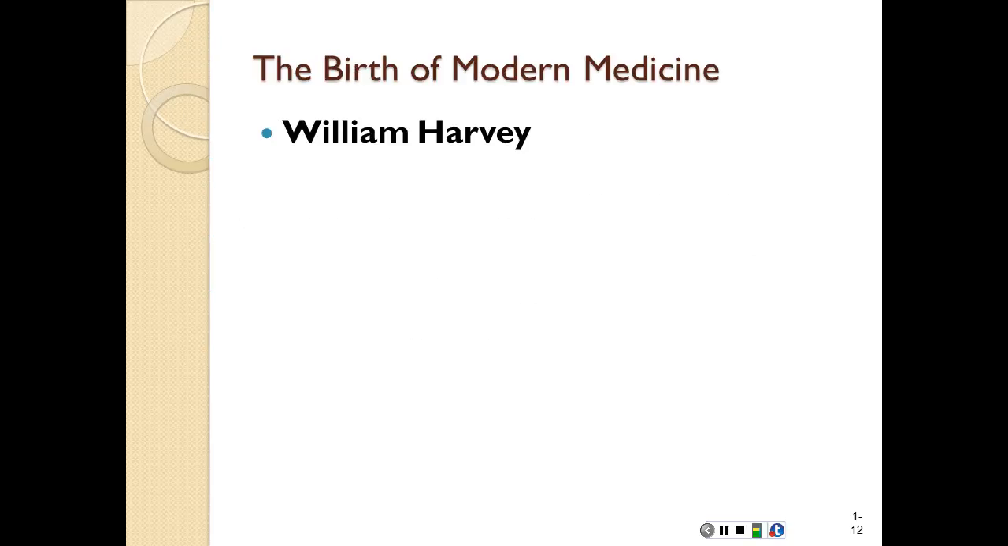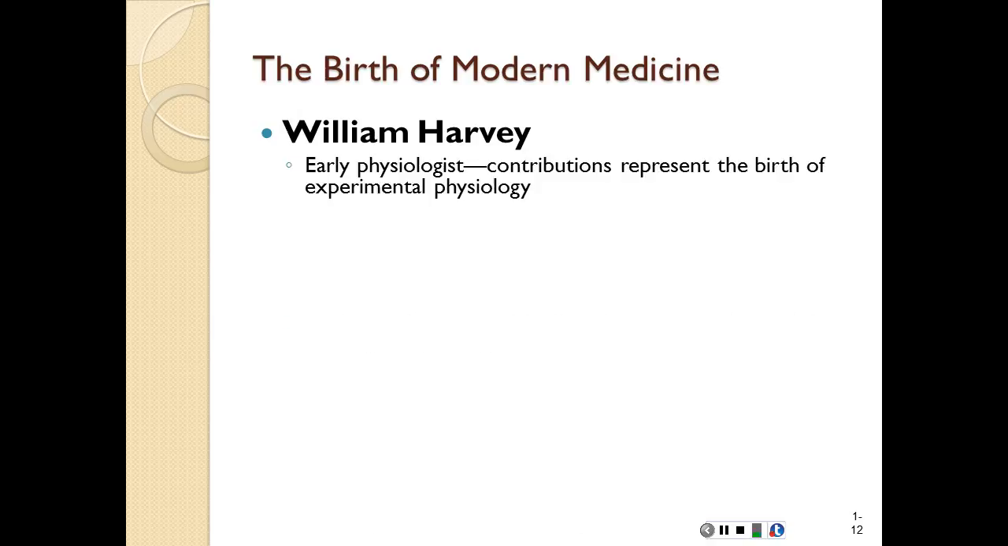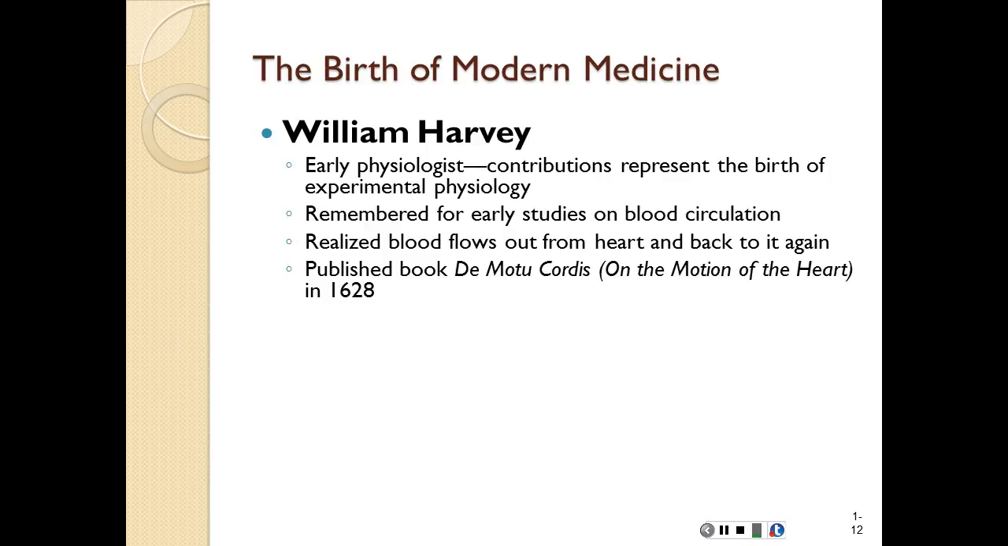Now, William Harvey is basically one of the earliest physiologists, and he made contributions to represent the birth of experimental physiology. Harvey and Michael Servetus discovered the continuous circulation of blood. So they're dealing with blood circulation, which is good. And they realized that blood flows from the heart and back to it again.